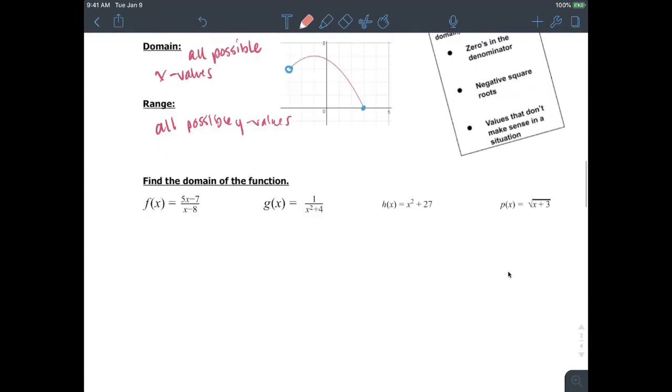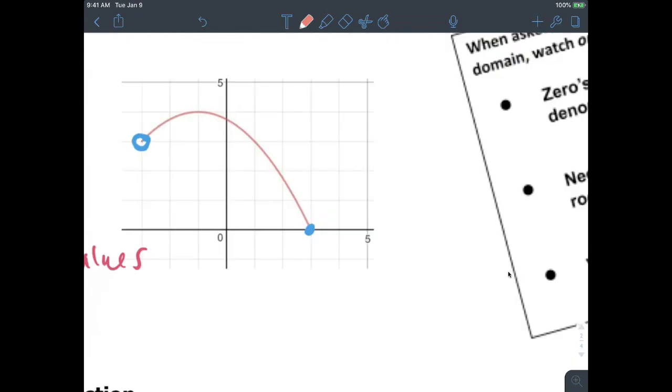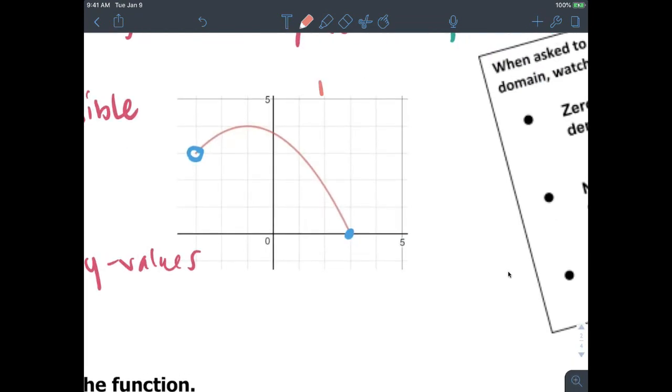Here we go. Next one. We're going to do set builder and interval notation for this graph. So go ahead and do that real quick, and then let's check in. So the domain.